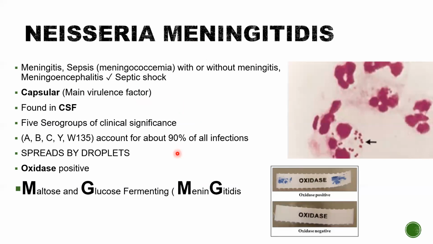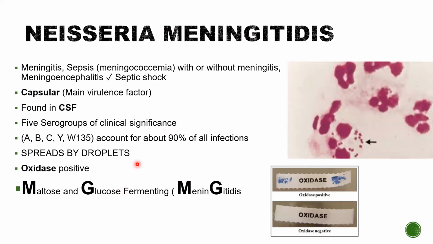Another thing to remember is that it ferments maltose and glucose. This is very easy to remember. Just remember MG: M in meningitis, and G. M for maltose fermenting, and G for glucose fermenting. This is also an important thing.